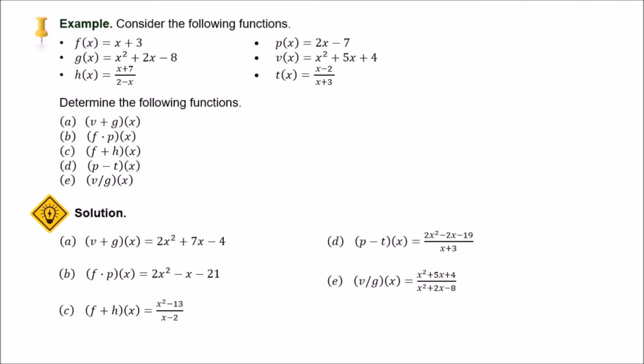To simplify, we factor each of these trinomials into two binomials, resulting into x plus 1 times x plus 4, x plus 4 times x minus 2. We cancel x plus 4 from the numerator and the denominator to arrive with the final answer, x plus 1 over x minus 2.